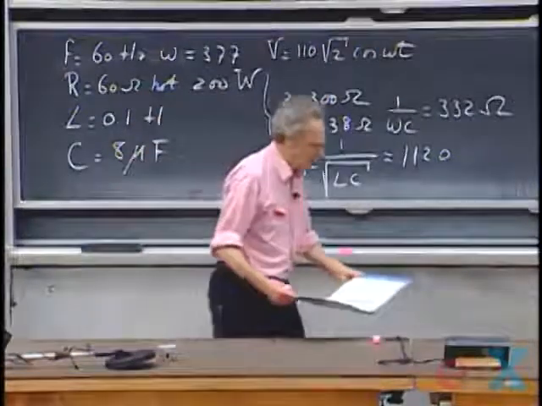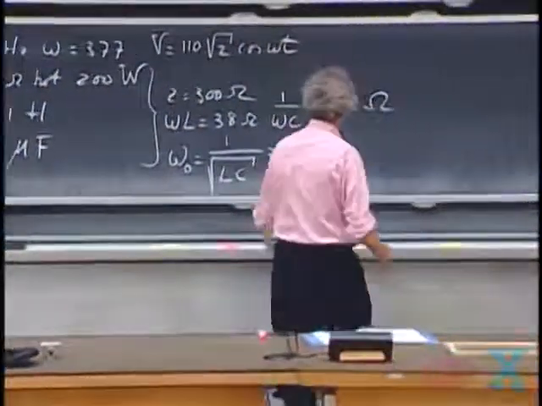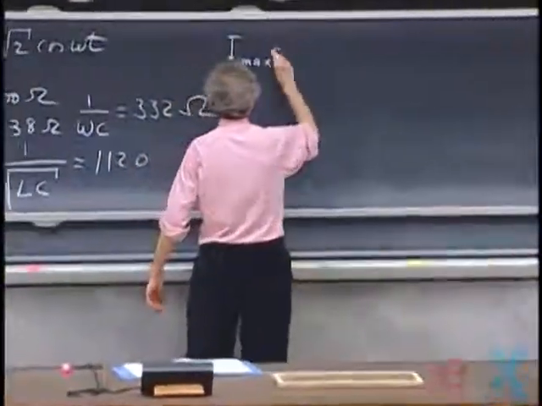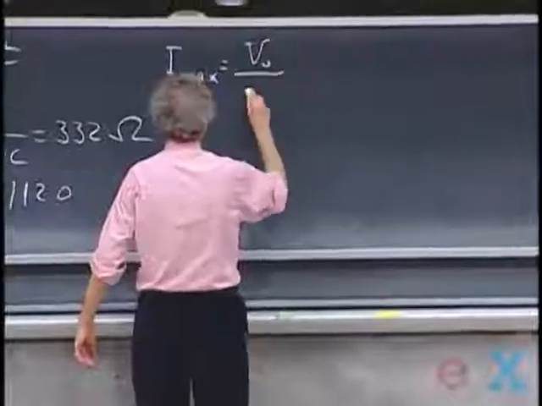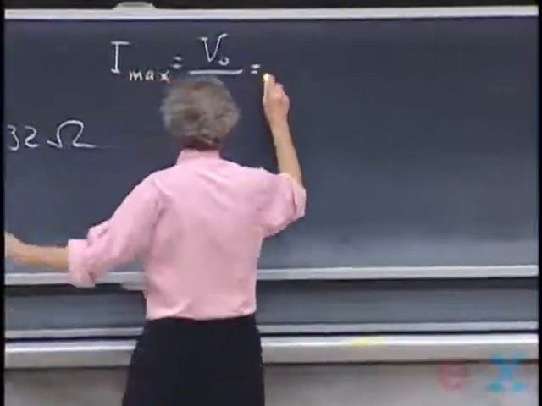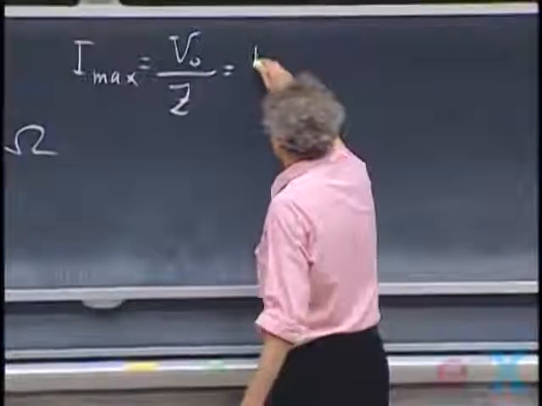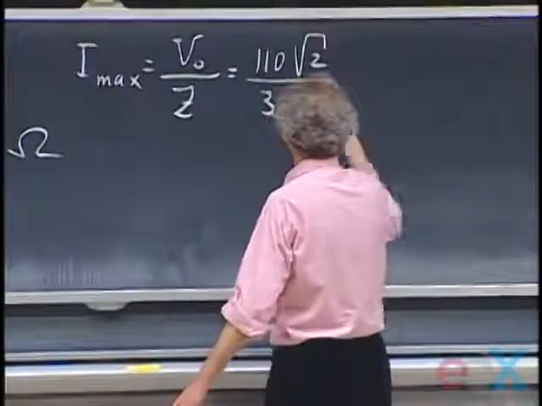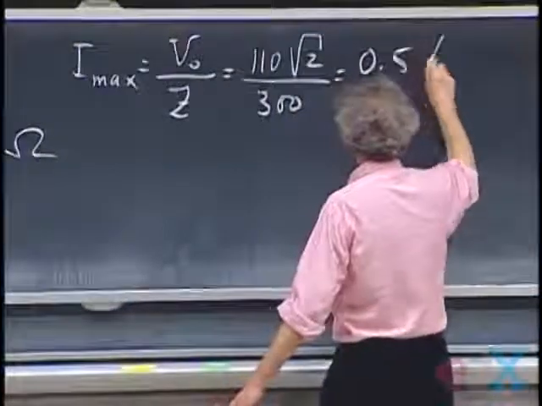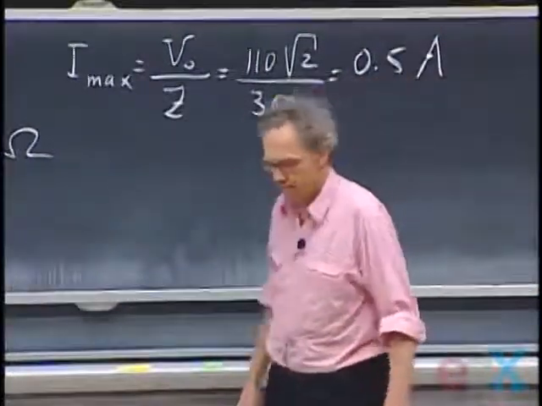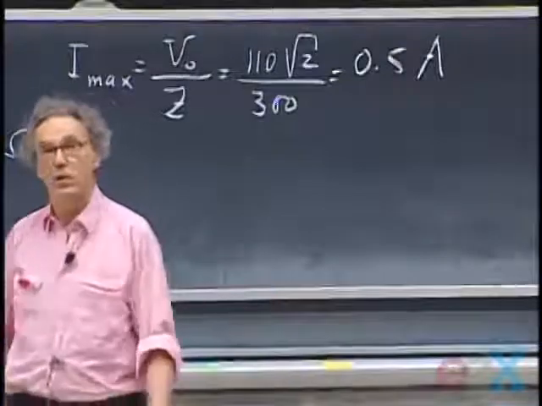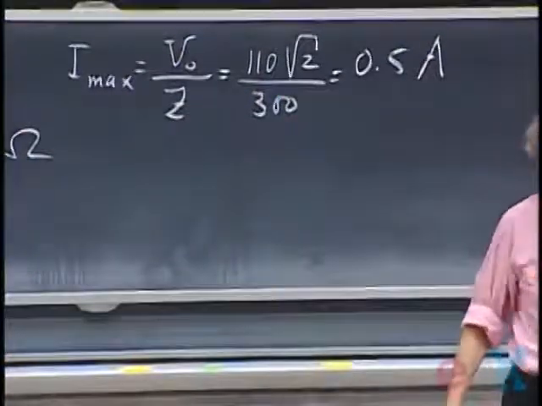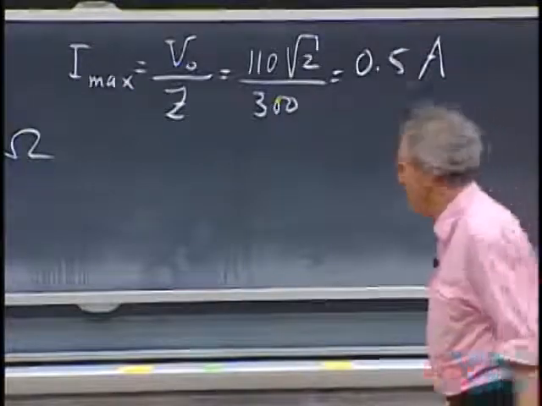I can calculate now what the maximum current is that we get, I max. That is V0 divided by Z, that impedance. So that is 110 square root 2 divided by 300 ohms, and that is 0.5 amperes. And now I can tell you how much power is dissipated in the light bulb, which is I squared R.